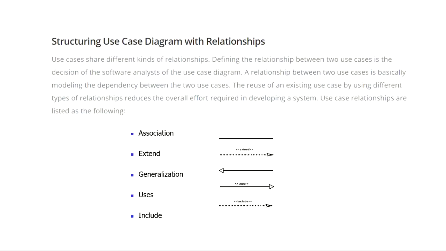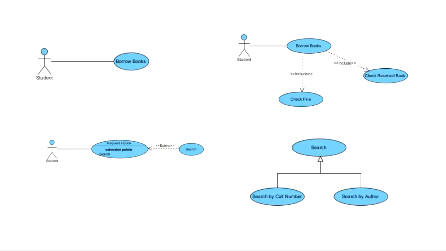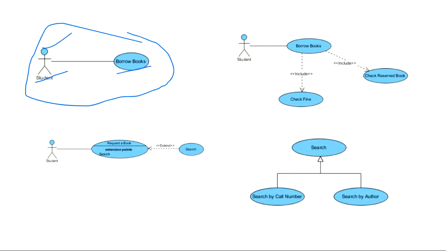And these were our relationships. First relationship is this association here. This association is nothing but directly it means that this actor student is interacting or doing this thing. It is simply the association of this actor with this use case, means this actor is initiating or is associated with this use case, right?